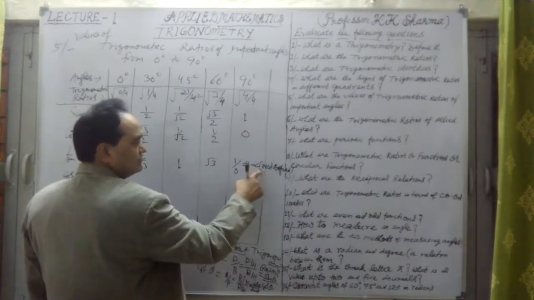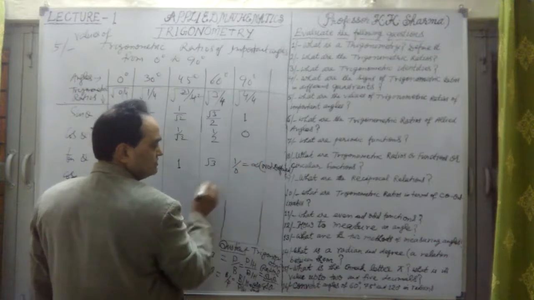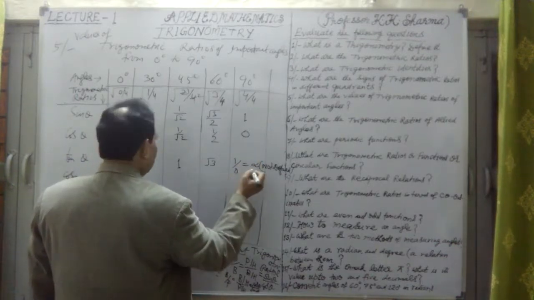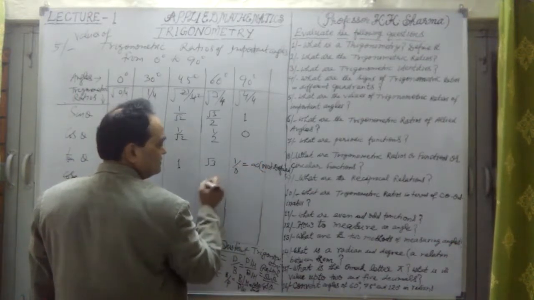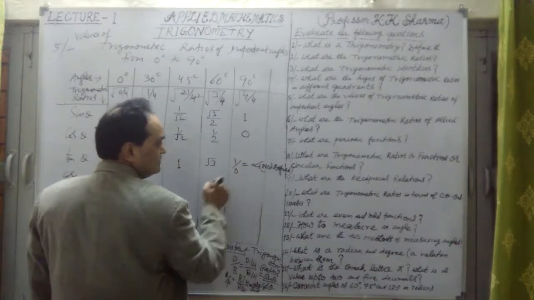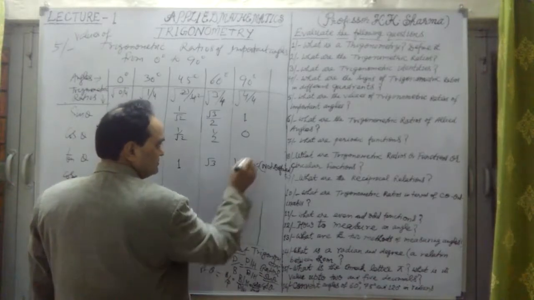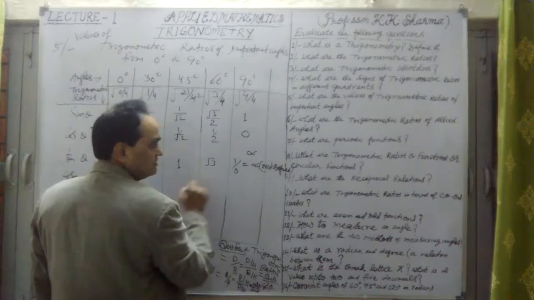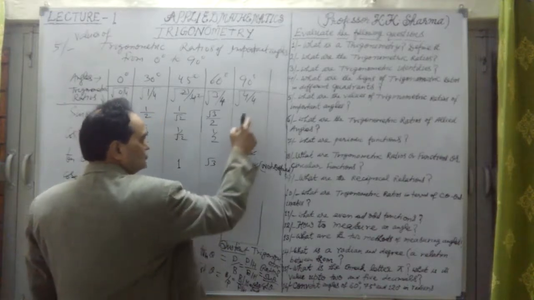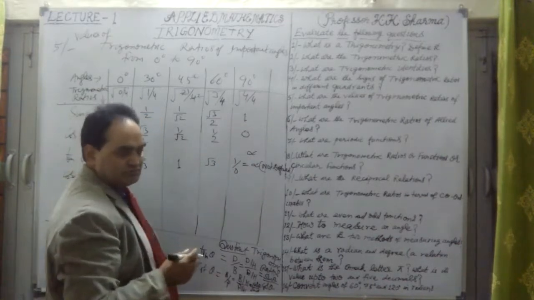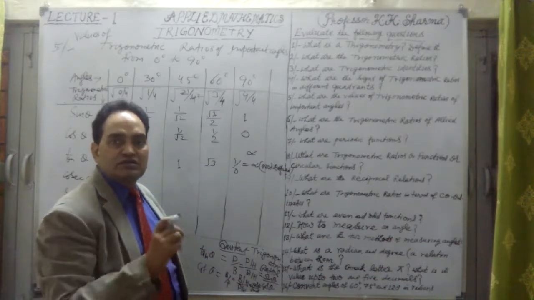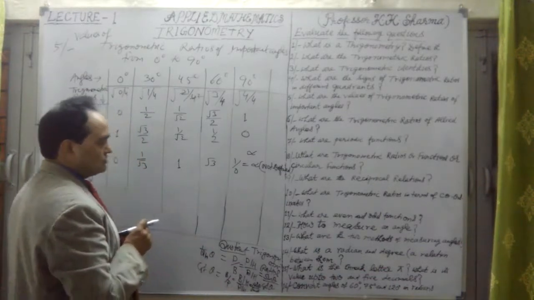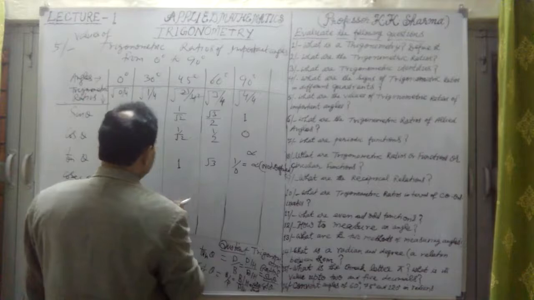This is not an indefinite value. This is the sign of infinity. We write this infinity sign. 1 upon 0 is infinity. Tan 90 degree is infinity. Okay, tan 90 is infinity here.